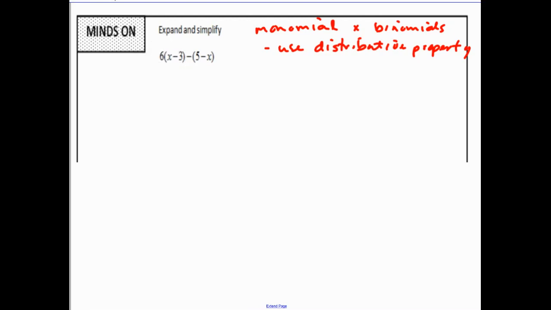So the first step is to expand the monomial into the binomial. So the first step is 6 times x, and then 6 times negative 3. You could write it out like 6 times negative 3. And then moving on to the next one, you have a negative here, so you have negative 1. It's like saying negative 1 times 5 is negative 5. And negative times negative is going to be a positive 1x.